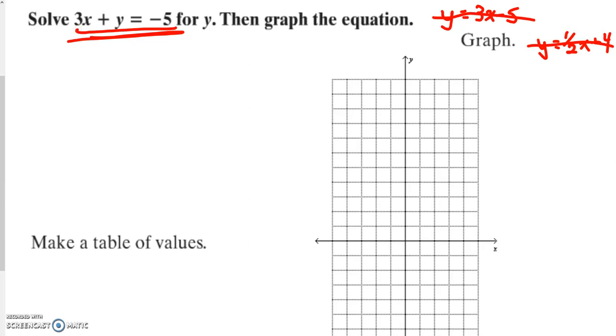Notice this one doesn't have y all alone. So that's what the directions say. First, solve this thing for y. That means we need to get the letter y all alone. And in order to do that, we got to think back to chapter 7. And how did we solve multi-step equations?